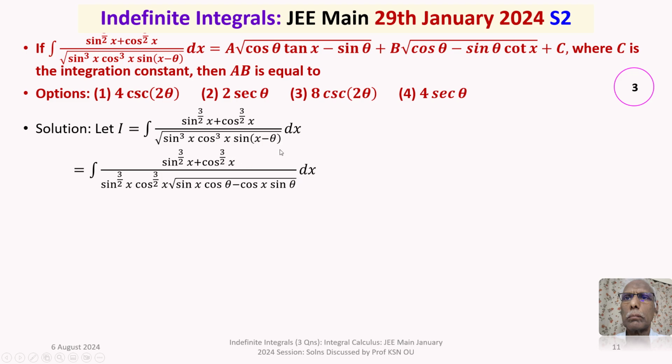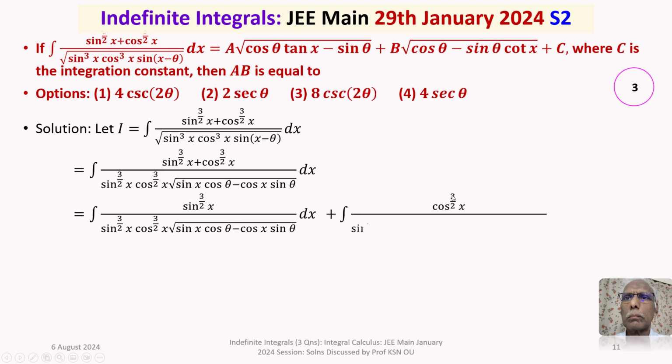expand sine of (x minus theta), that is sin x cos theta minus cos x sin theta, with respect to this. Now separate them. Sine to the power of 3 by 2, the whole thing, dx, plus integral cos to the power of 3 by 2, the whole thing with respect to x. Now this sine to the power of 3 by 2 x cancels. Here cos to the power of 3 by 2 x and cos to the power of 3 by 2 x cancels.